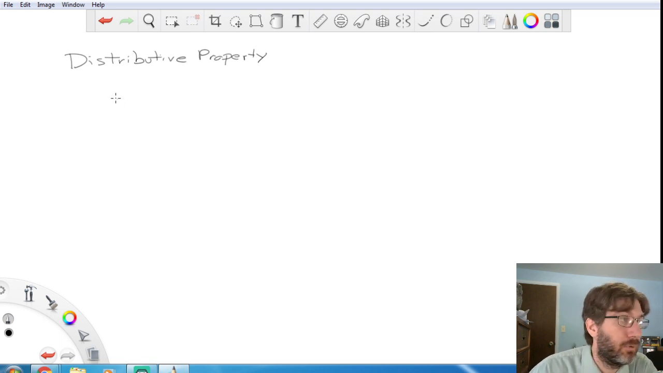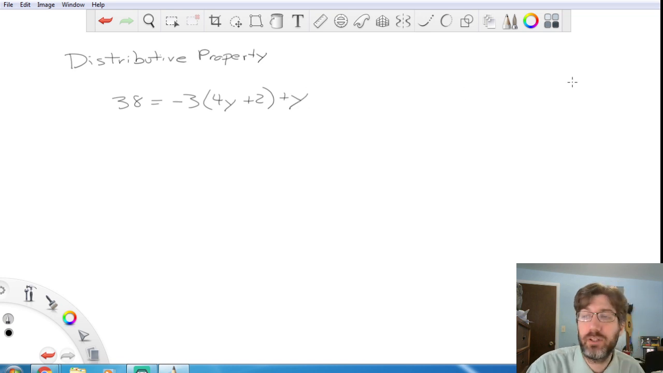The next example given was 38 equals negative 3 times (4y plus 2) plus y. This one you're going to have a little more combining like terms to do, but our goal here is to get it so it only has one y value. Here you have two y values. We want to combine our like terms.